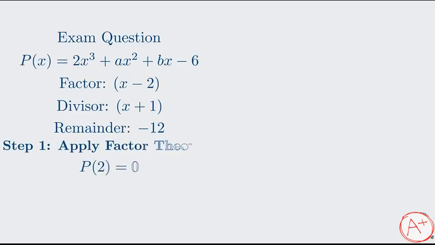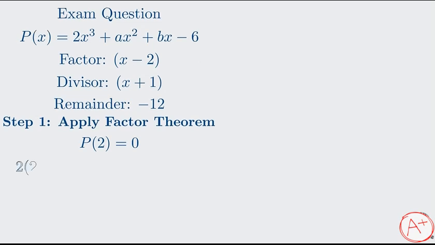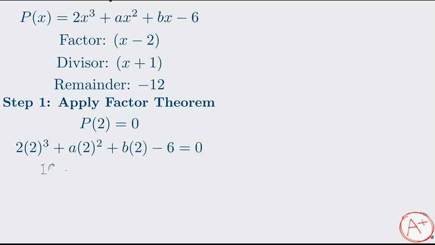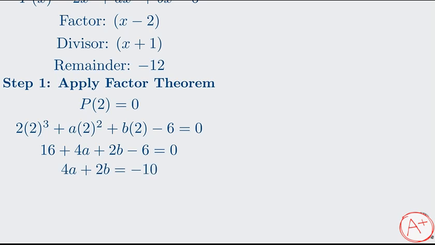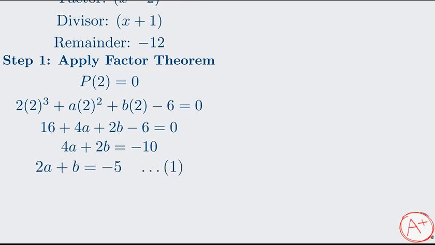First, we apply the factor theorem. Since x minus 2 is a factor, p of 2 must equal 0. Substituting 2 into the polynomial, we get 2 times 2 cubed plus a times 2 squared plus b times 2 minus 6 equals 0, which simplifies to 16 plus 4a plus 2b minus 6 equals 0. Simplifying this gives 4a plus 2b equals negative 10. We can divide the whole equation by 2 to make it simpler. So our first equation is 2a plus b equals negative 5.